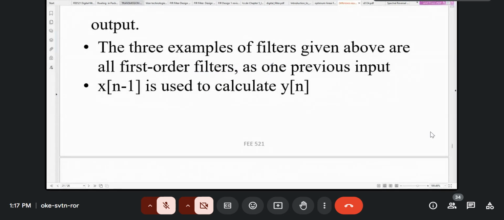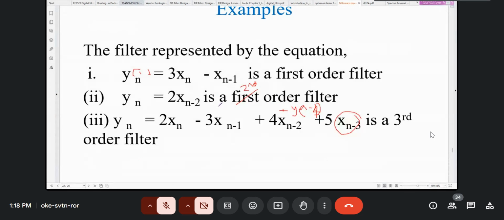Actually, you are saying the ones given above are all first order filters. So these are examples of first order filters. This is a first order filter. This is a second order filter.